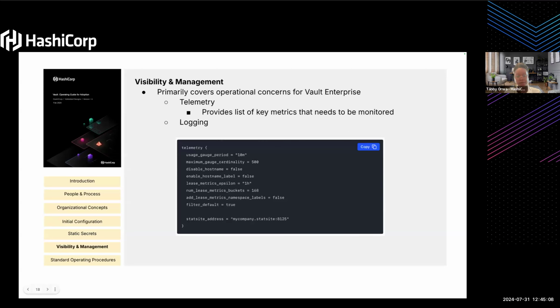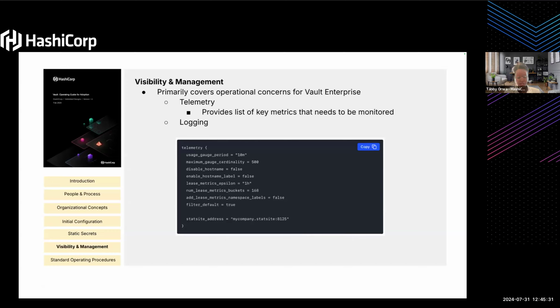Okay, now on to visibility and management. This again is a section in the guide that will focus on the data that Vault will generate, including things like telemetry and metrics, operational logs, and audit logs. Now, these components are essential for ensuring that security, performance, and compliance of your Vault environment are being met.